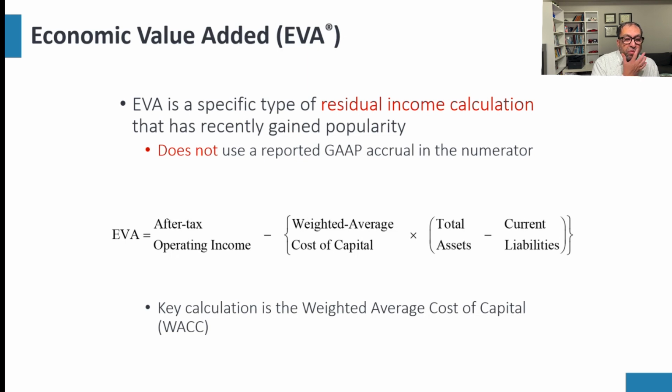So what we are doing is taking after-tax operating income minus the weighted average cost of capital, WACC, times total assets minus current liabilities.